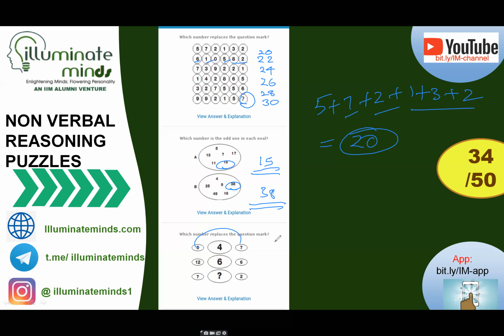So 5 plus 7 is 12. 12 by 3 will give me 4. Similarly, 12 plus 6 is 18. 18 by 3 will give me 6. 7 plus 2 is 9. 9 by 3 will give me 3. The correct answer is 3. Is this okay, guys?